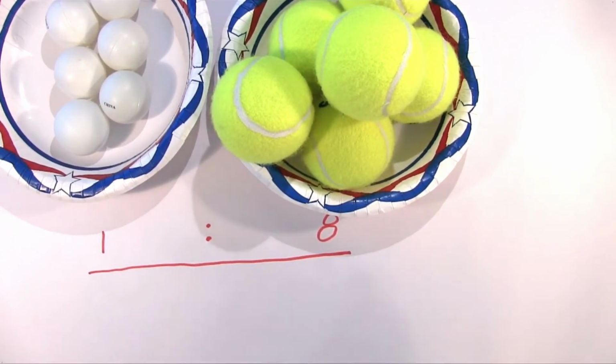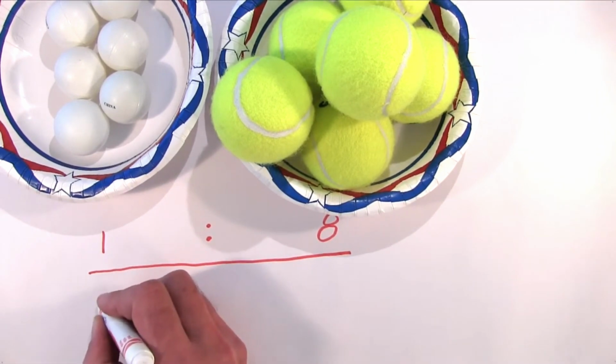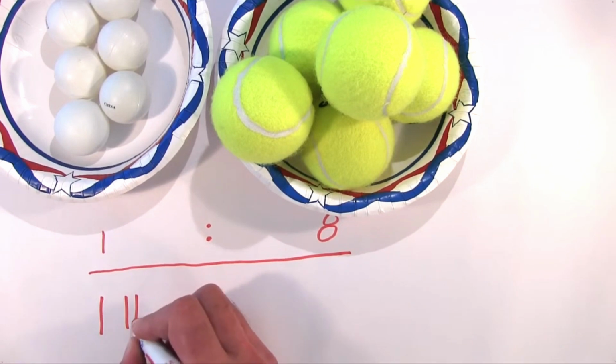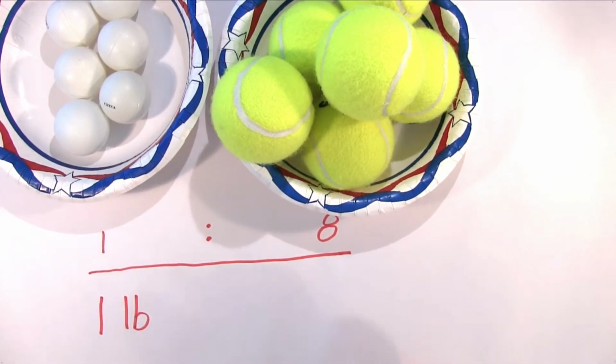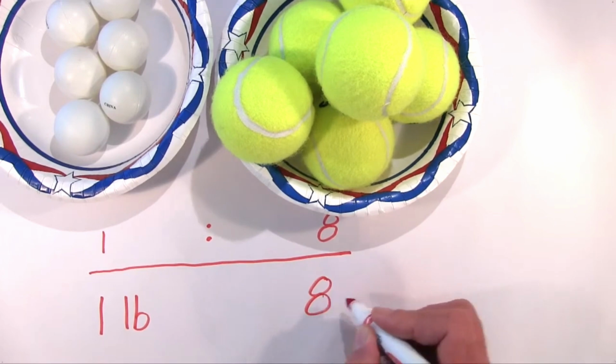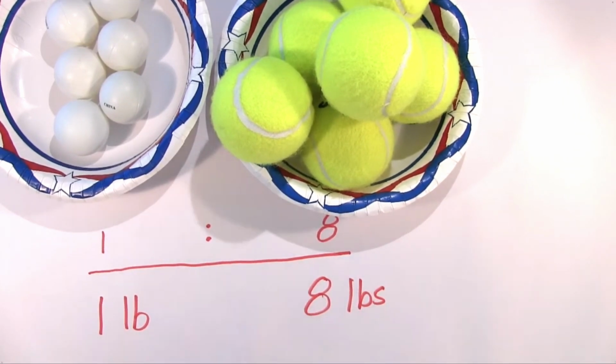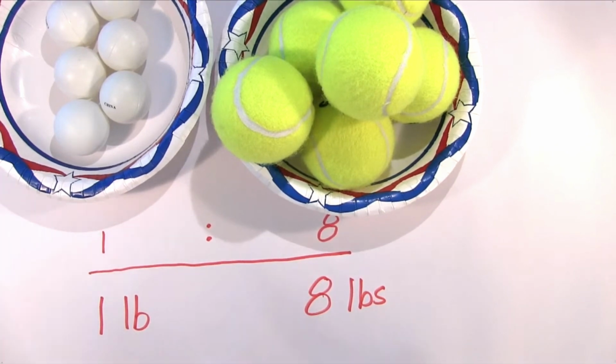And conversely, what I can say is that if I have 1 pound of ping pong balls and I have 8 pounds of tennis balls, there would be the same number of balls in each pile. Okay? If I had 1 ton of ping pong balls and 8 tons of tennis balls, there'd be the same number of balls in each pile. So where does that take us?